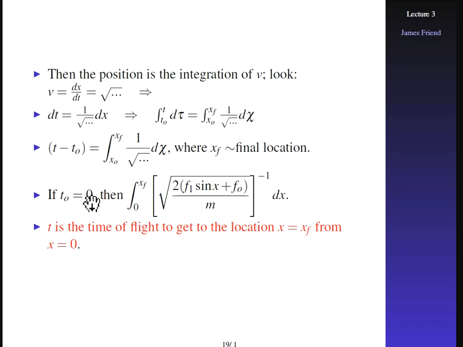And eventually what we end up with, if we say that our initial time t naught is equal to 0, is the time to fly from the initial position x naught to the final position xf. That's equal to this quantity: 1 over the square root of 2 times quantity f1 sine x plus f naught, divided by m. Once we know what f1 and f naught are, and if m is just a number, then we can integrate this to find the final result. T is the time of flight to get to the location x equal to xf from x naught, and it's not an unusual thing to do, especially with missile calculations, when you're talking about using time of flight as something you work with. So you say, what's the time of flight to the intersection? And that tells you some sort of number.